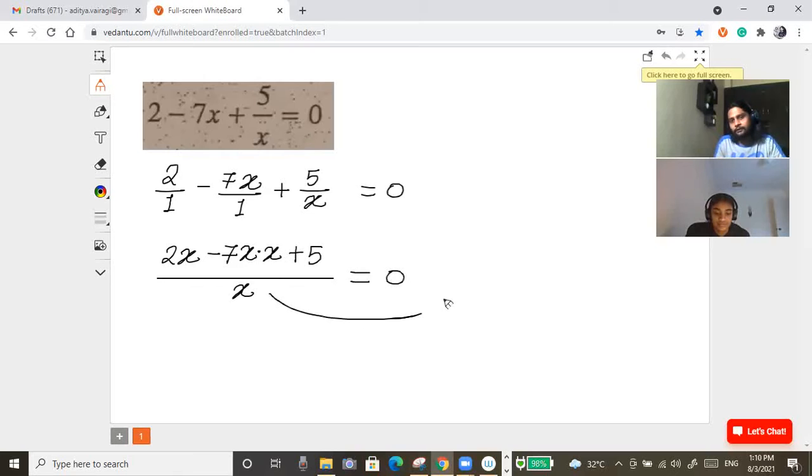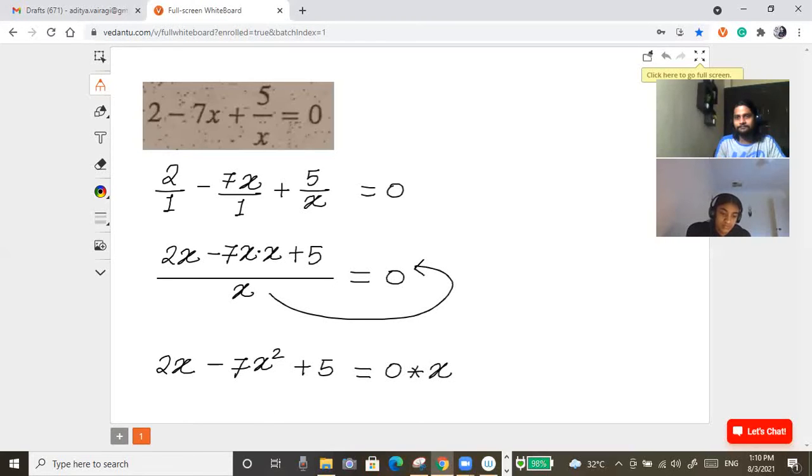Now this is in division, so it goes to the other side into multiplication. So it becomes 0 times x. That x went to the RHS, that is the right hand side. Here we simplify this. It's 2x minus 7, and x times x is what? It's x squared. So we may write it as x squared plus 5.